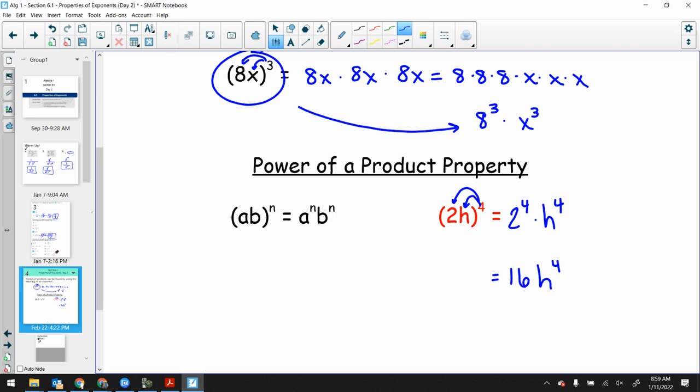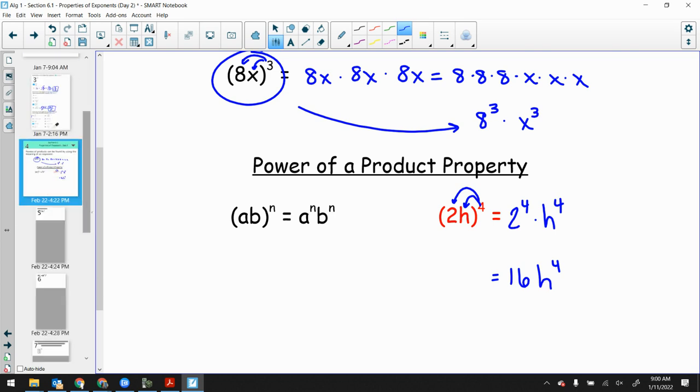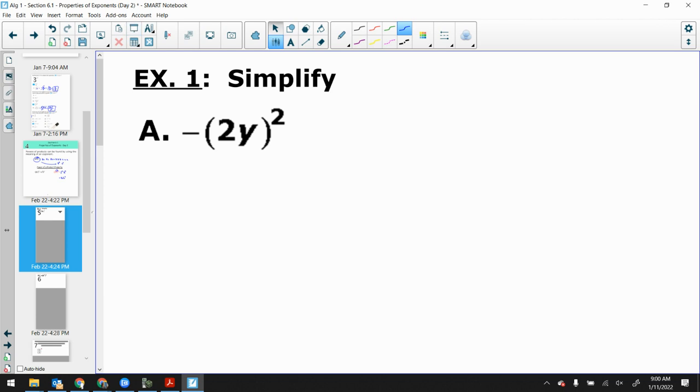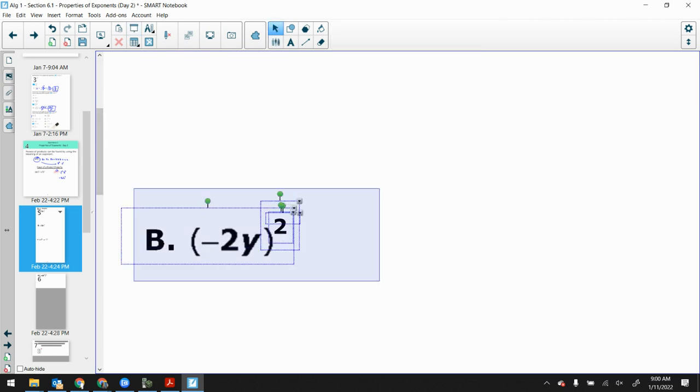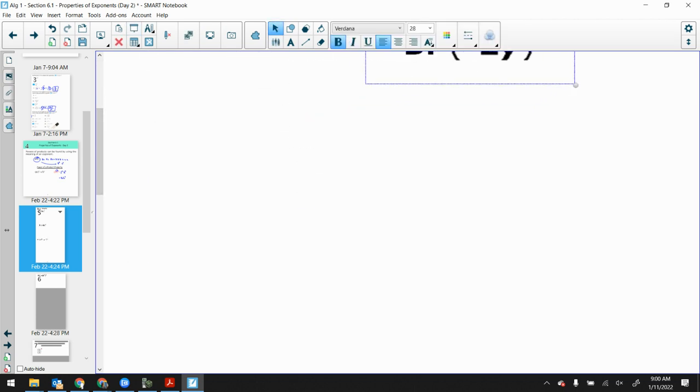Okay, so if you've got 2 things inside a parenthesis, you're just basically going to distribute that power to each thing inside the parenthesis, each term inside the parenthesis. Okay? Now, I want you to look at both examples A and B together, because there's only a slight difference between the two. One has parentheses and one does not.